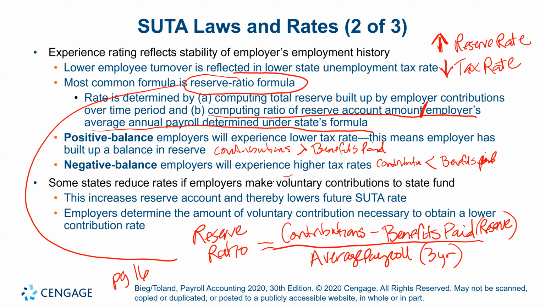So if we make voluntary contributions right here, and we increase the numerator, then that's going to increase the reserve ratio, which then may lead us to a lower tax rate, right? So it says this increases reserve account and thereby lowers future SUTA rate. Employers determine the amount of voluntary contribution necessary to obtain a lower contribution rate.